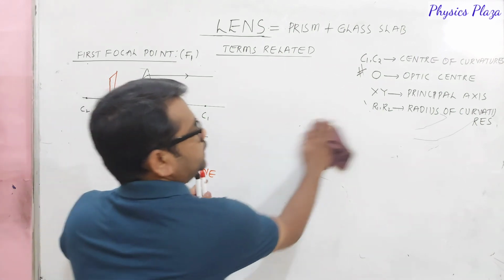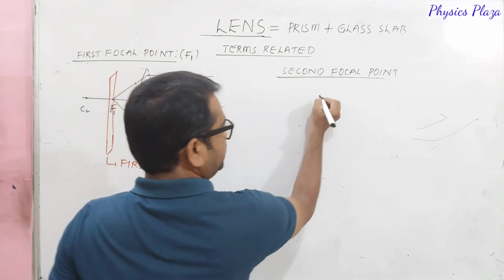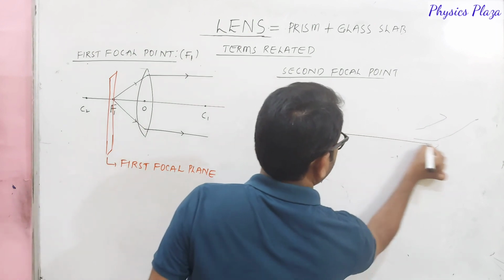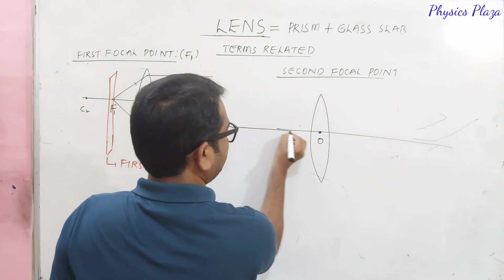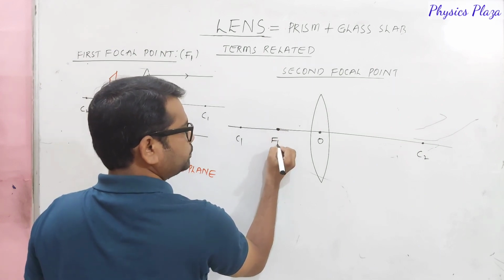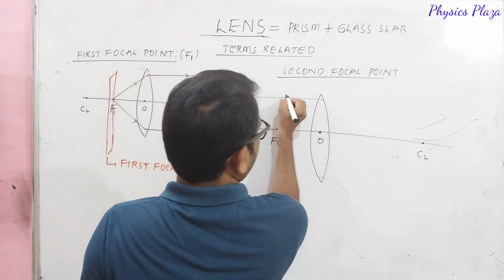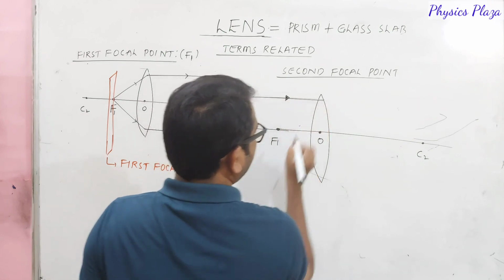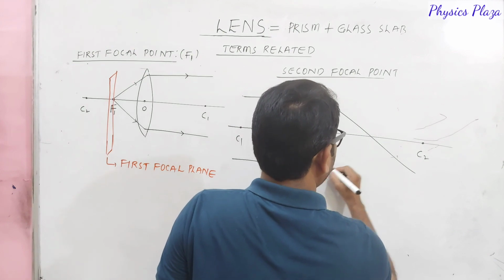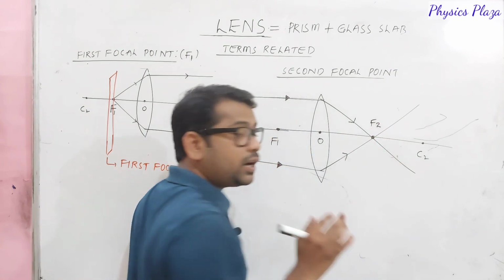Now let us discuss what a second focal point is, and similarly we will discuss the second focal plane also. Here is a convex lens, and here is its optic center, no doubt about it. Here is C1 and here is C2, and here we already got F1. Now what is the second focal point, children? If any light rays are coming parallel to the principal axis of the convex lens, parallel like this, let us consider two light rays, after refraction they are going to meet at a point on the principal axis. This point we call the second focal point.